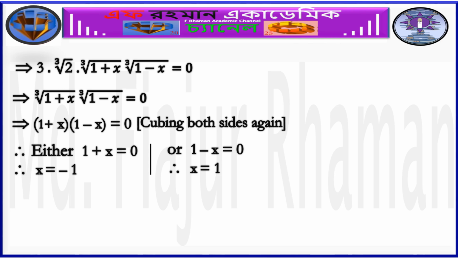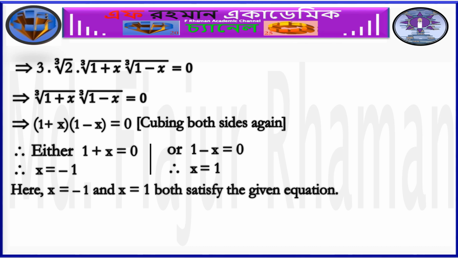In any odd radical, all the values of x are always true for the given equation. That's why in case of odd radical, we should write here x is equal to minus 1 and x is equal to 1 both satisfy the given equation. Therefore, required solution x is equal to minus 1, 1. But it is remarkable to notice that for all even radicals, the value or values of x should always be verified with the original equation.